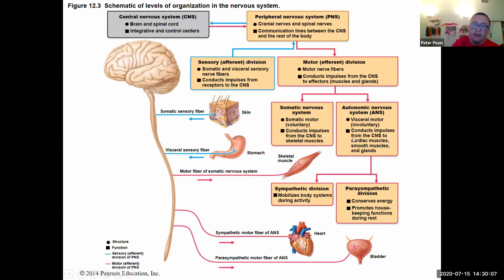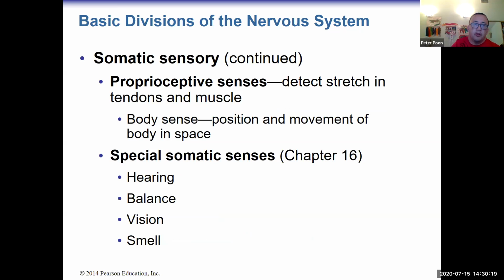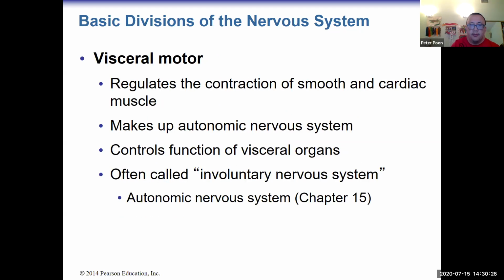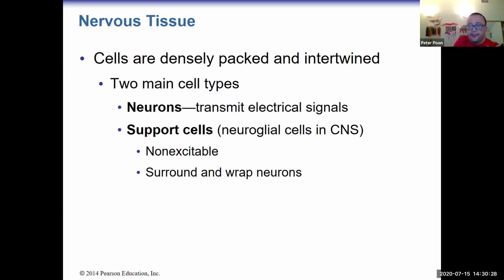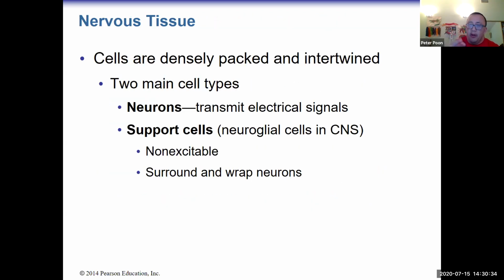The autonomic nervous system is further split into sympathetic and parasympathetic, which we'll talk about later. Those are the basic divisions of the nervous system. We'll skip these guys. We'll cover those things in a later chapter.